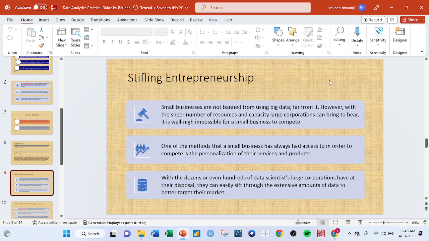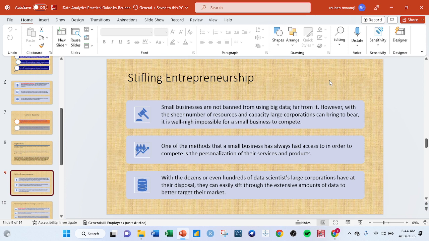So small businesses are not banned from using big data, far from it. However, with the sheer number of resources and the capacity larger corporations can bring to bear, it's well nigh impossible for small business. So in this case, you're trying to compare the small business and the big business when it comes to big data and how to utilize it.